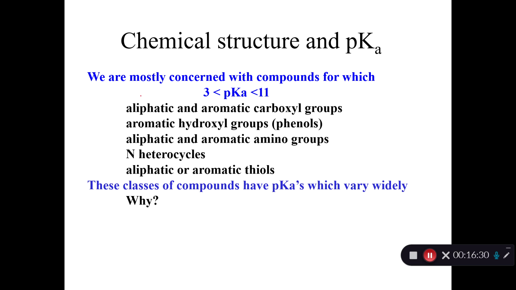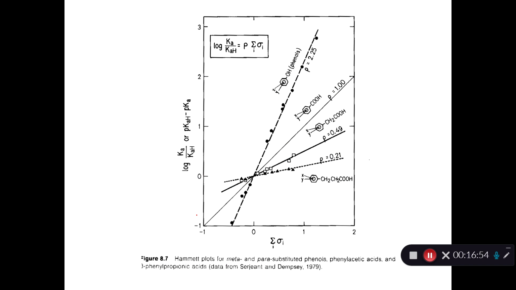So these, again, would include the aliphatic and aromatic carboxyl groups, hydroxyl groups, phenols, aromatic hydroxyl groups, not aliphatic hydroxyl groups, but aromatic hydroxyl groups, which are phenols, aliphatic and aromatic amino groups, nitrogen heterocycles, and some thiols. And these classes of compounds have pKa's which vary widely across that pH range. And so here's an example.